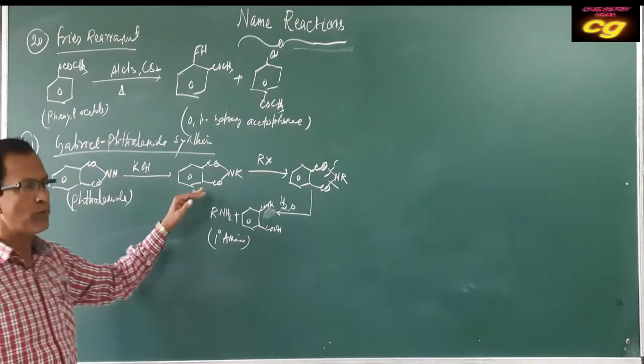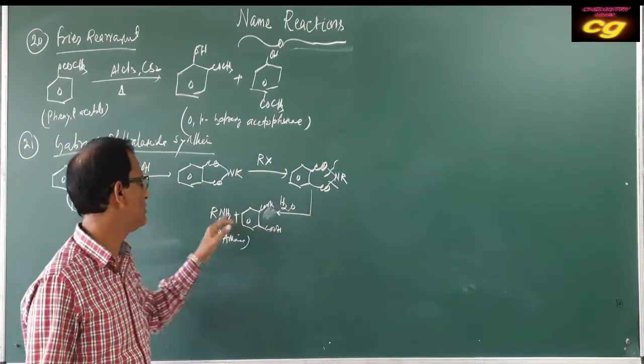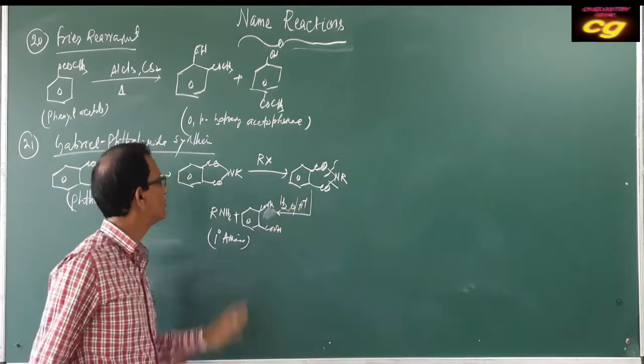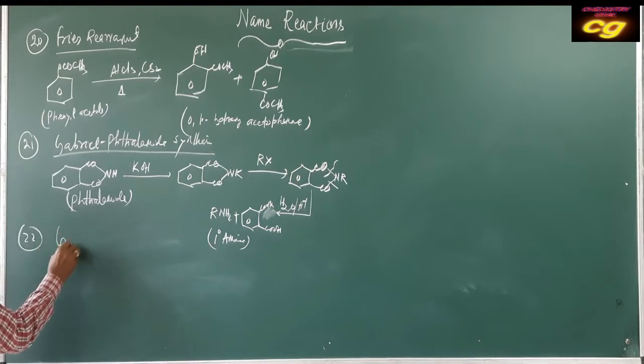First step is formation of salt. Second step is nucleophilic substitution reaction, then hydrolysis in acidic medium, and it produces primary amine. This is called Gabriel phthalimide synthesis. Then 22, Gattermann reaction.